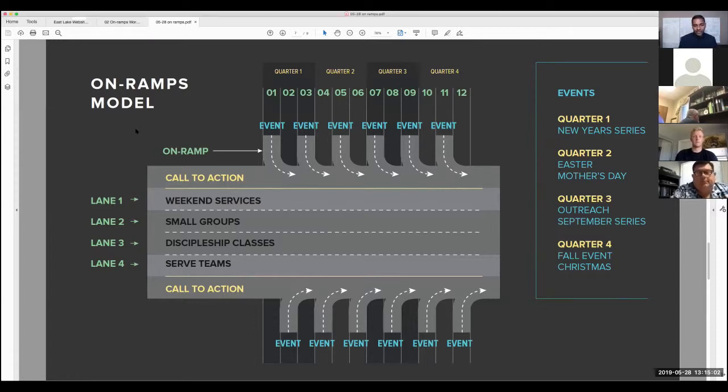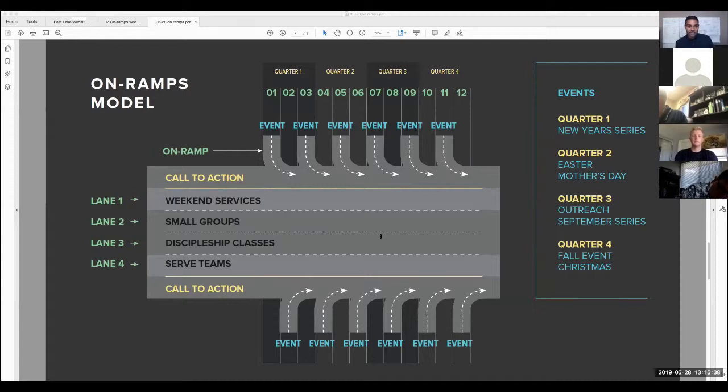All right, so the on-ramp is going to be a key component. The other thing about an on-ramp is that it has to lead into a lane. So you'll see in the diagram, there's this area at the very top and at the very bottom that says call to action. So the event that you have needs to have a call to action to lead people to a next step. So that's something that most churches, they forget to do. Like, how many times have you been to an event where there wasn't a clear next step, like of what to do after the event?